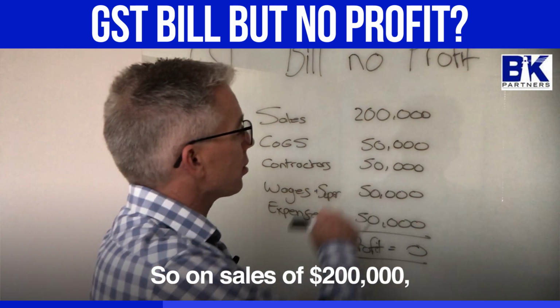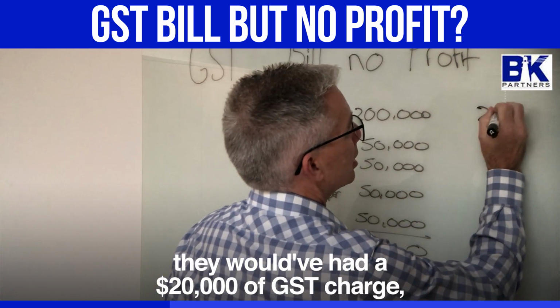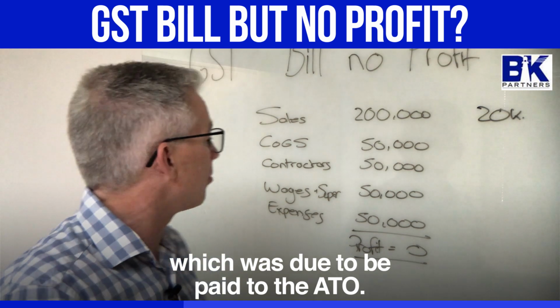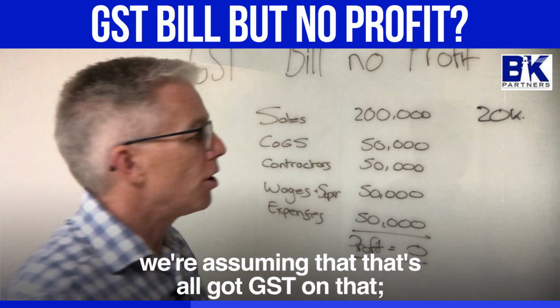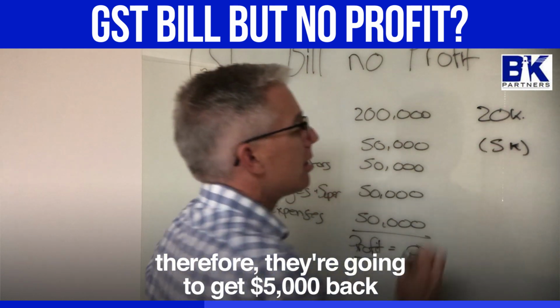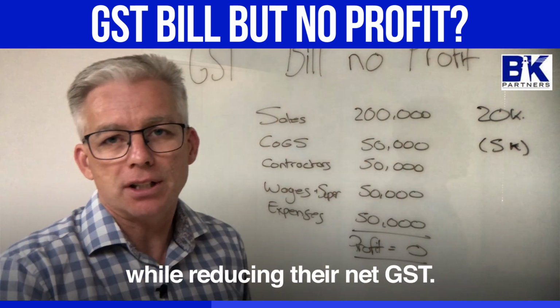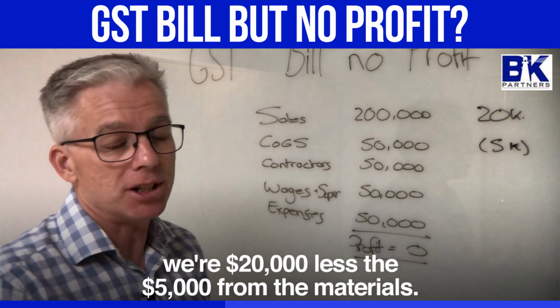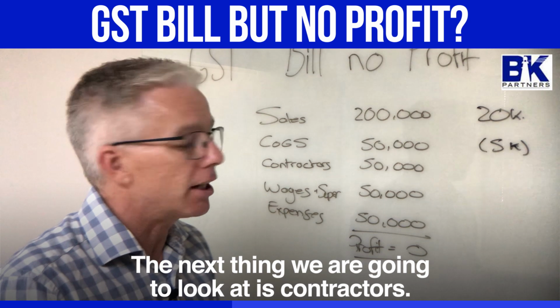So on sales of 200,000, they would have had $20,000 of GST charged, which is due to be paid to the ATO. On the materials, we're assuming that that's all got GST on it, therefore they're going to get $5,000 back, reducing their net GST. So at the moment we're at 20 less the 5 on the materials. The next thing we're going to look at is contractors.